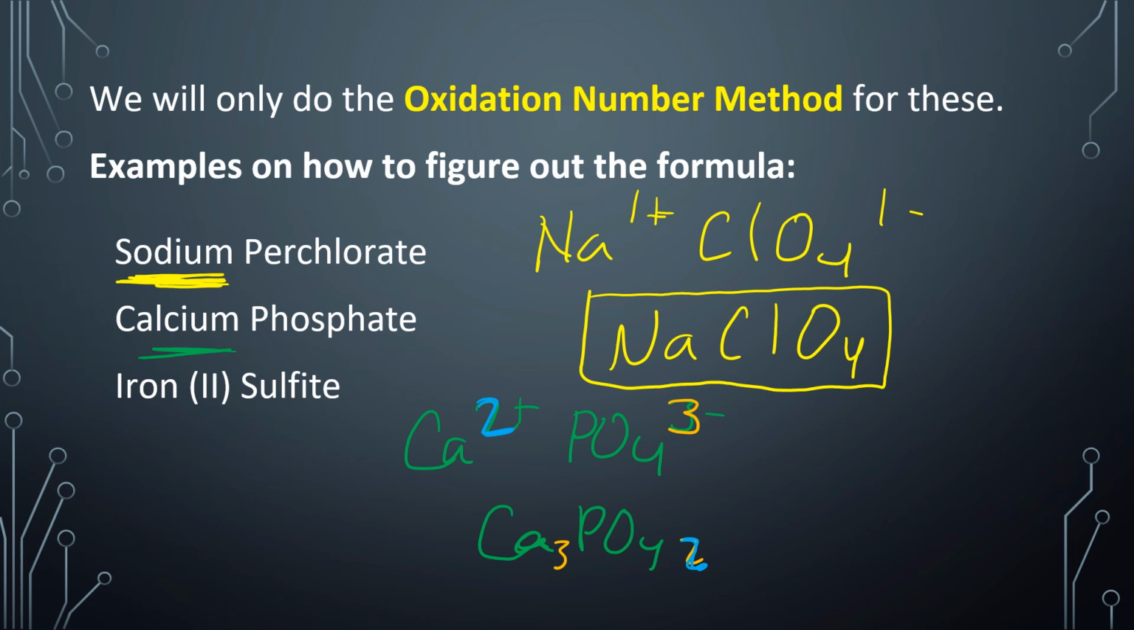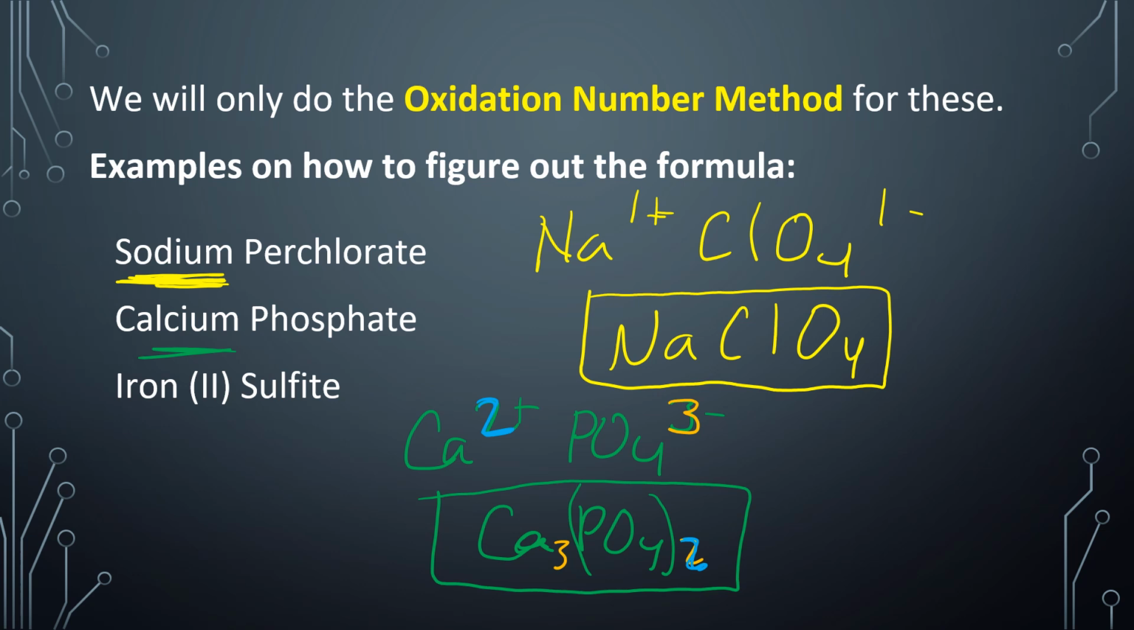So what you need to do is actually put a pair of parentheses around your ion for it to make sense. So the idea is that you have 3 calcium ions and 2 phosphate ions to balance out to make an overall neutral compound or zero charge.